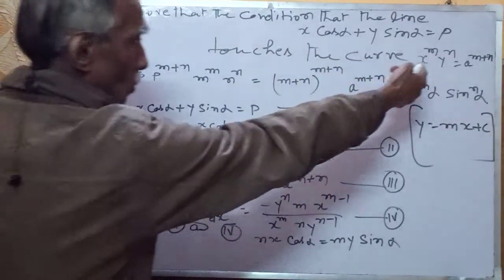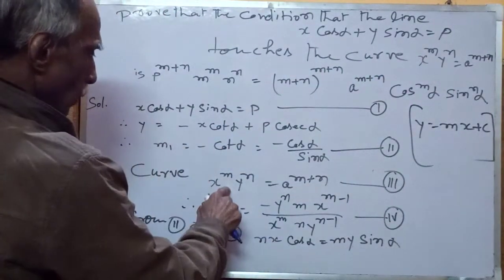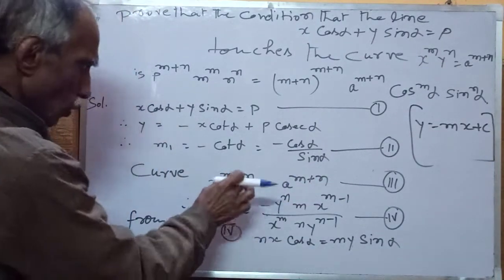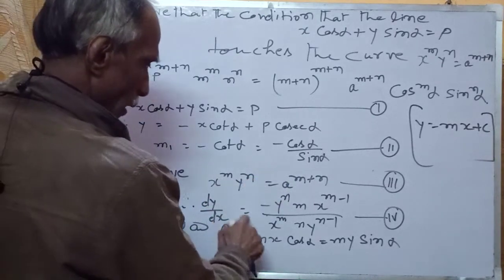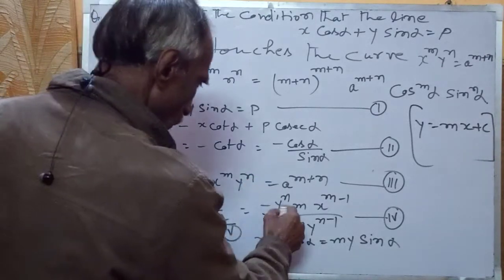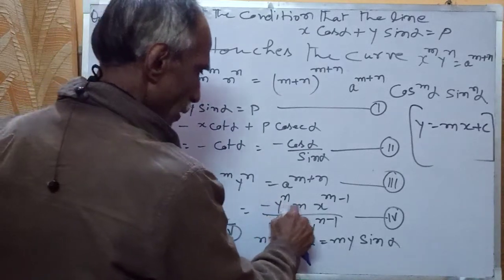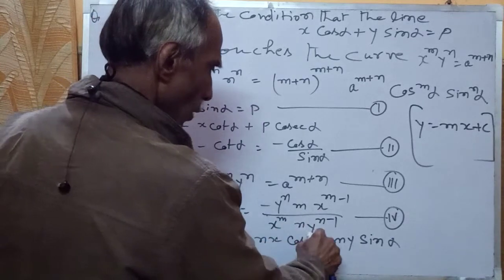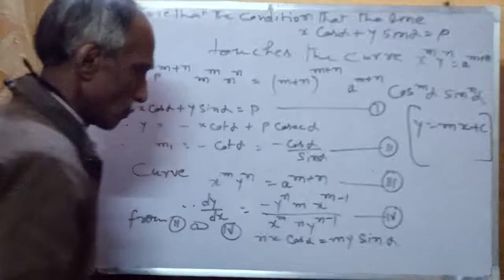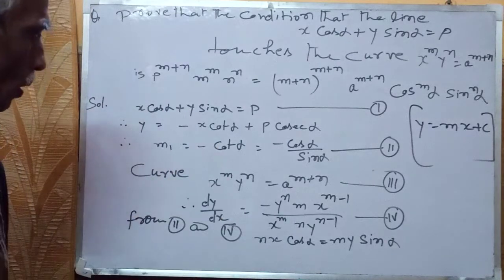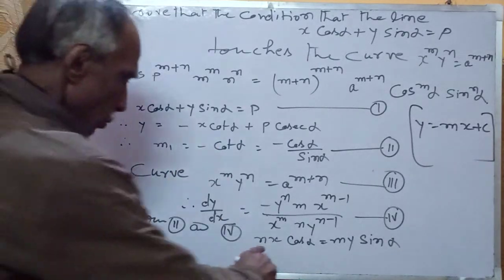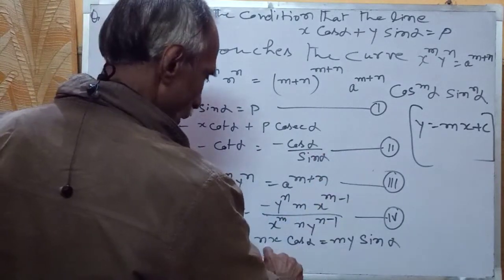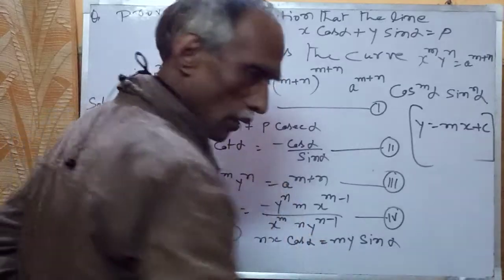Now the curve is also given to you, that is x to the power m, y to the power n is equal to a to the power m plus n. Find out dy by dx, the slope of this curve. If you calculate, you will finally get minus y to the power n, m x to the power m minus 1, by x to the power m, n y to the power n minus 1. Now compare 2 and 4. After comparing 2 and 4, you will get n x cos alpha is equal to m y sin alpha.